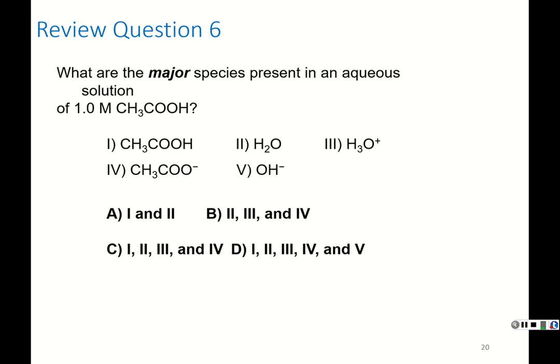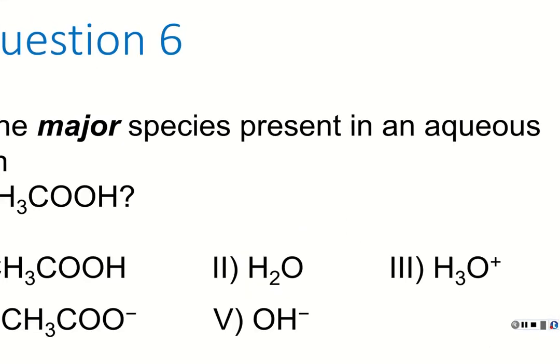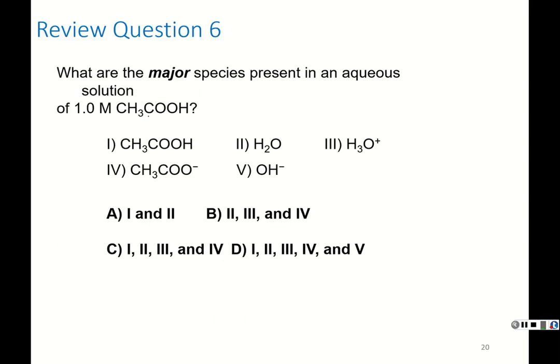Okay, finally review question 6. What are the major species present in an aqueous solution of 0.1 molar CH3COOH? So this, again, is a weak acid, right? We have a carboxylic acid there. This is similar to a question that we had previously with question 4, but instead of a strong acid, now we have a weak acid.